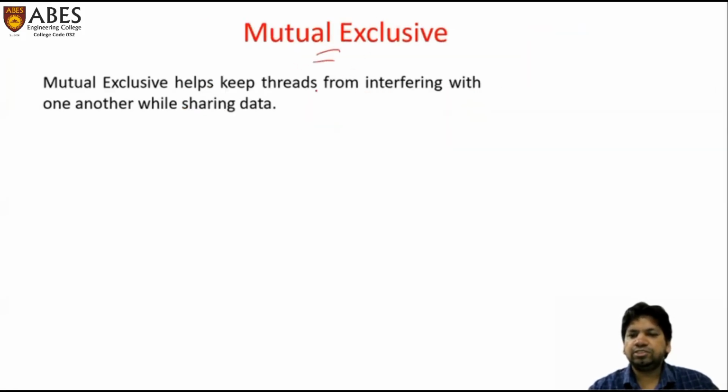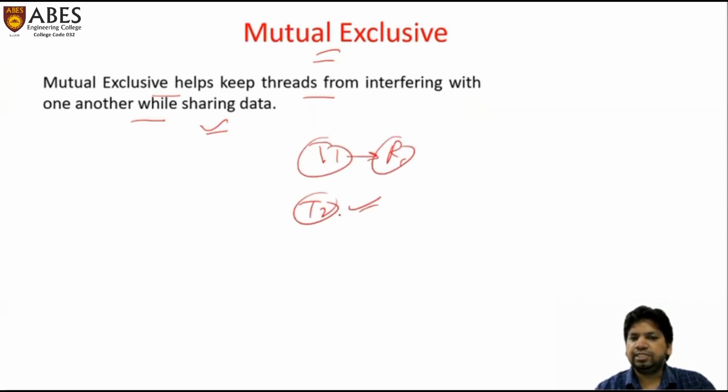What is mutual exclusion? Mutual exclusion helps to keep threads from interfering with one another when sharing resources. When thread number one is sharing resource R1, T2 will wait. T2 will not interfere in this process. That's called mutual exclusion. Both work separately.